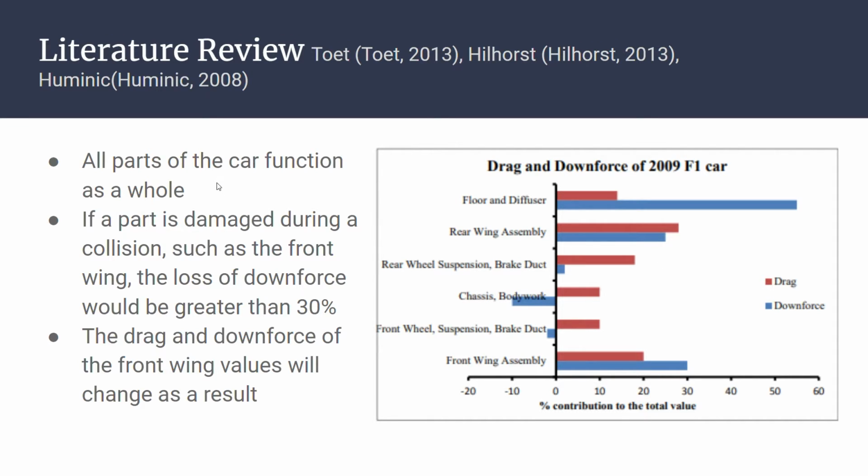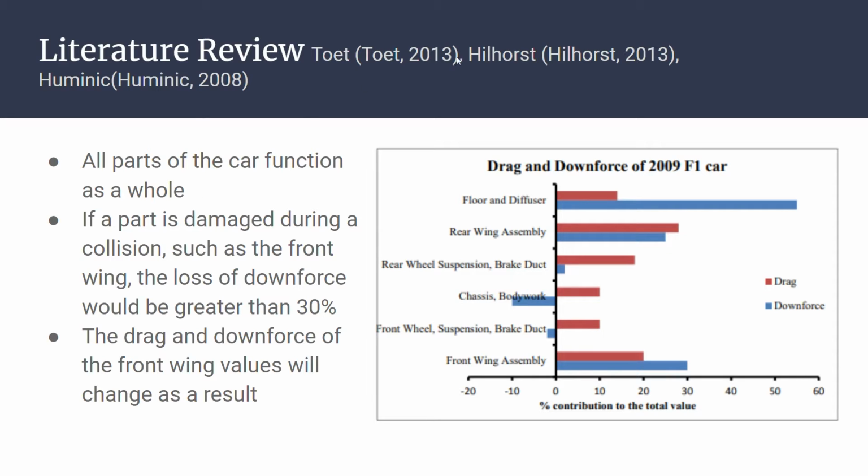Based on these findings, a crucial conclusion can be drawn. All parts of the car communicate with one another and function as a whole. For example, if a part is damaged during a collision such as the front wing, the loss of downforce would be greater than 30%. The front wing is intended to divert the flow away from the tires and provide a channelized flow to pass under the surface. These components' drag and downforce values will change as a result.